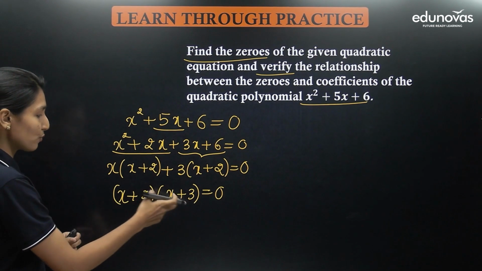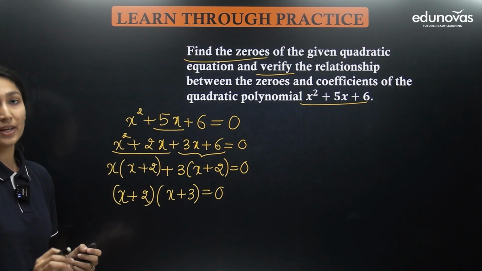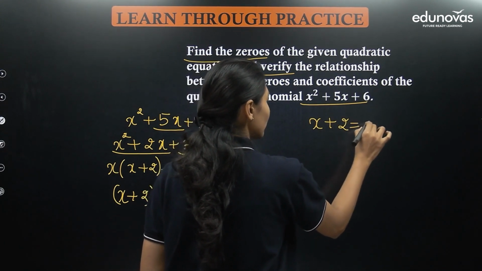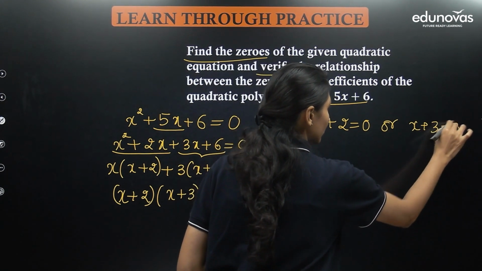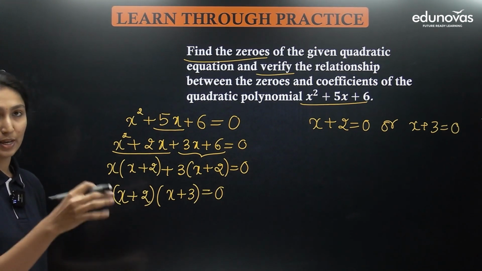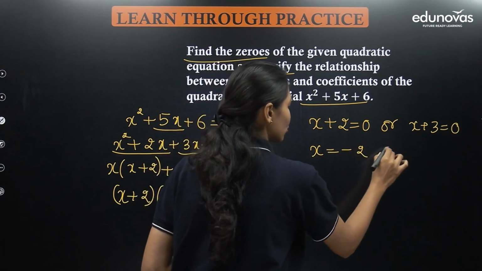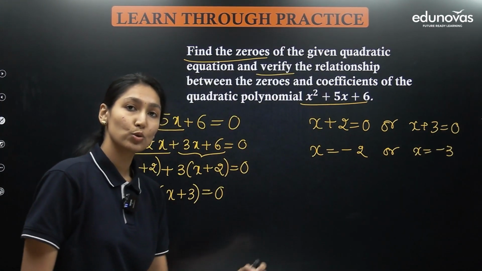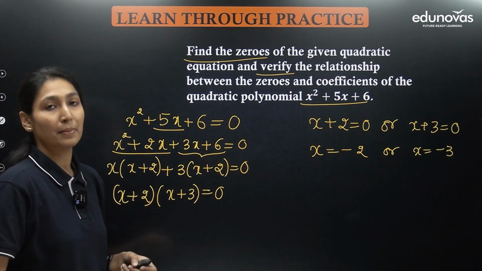See, the product of two numbers is 0. Then either of the one must be equal to 0. Therefore, we can write that x plus 2 is equal to 0, or x plus 3 is equal to 0. Now solve this for x. So x is equal to minus 2 or x is equal to minus 3. So the two zeros for the given quadratic polynomial are minus 2 and minus 3.